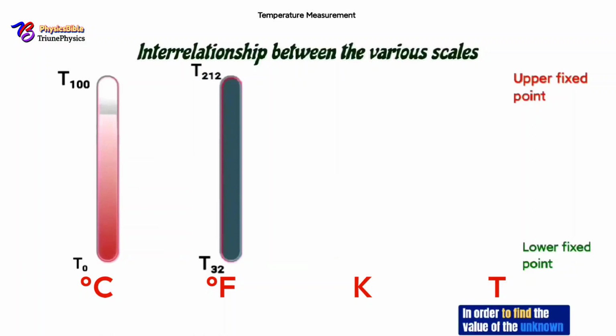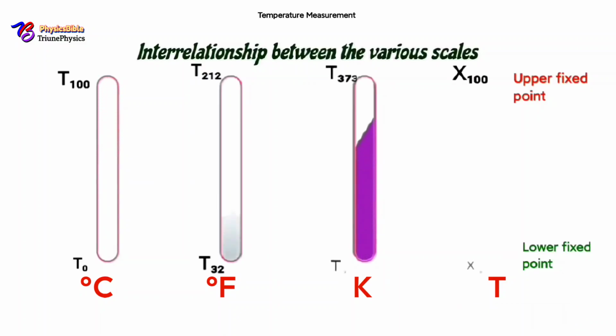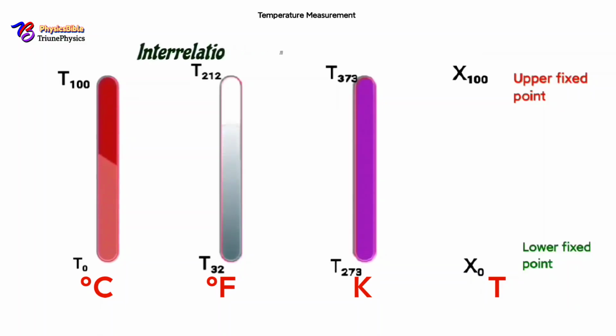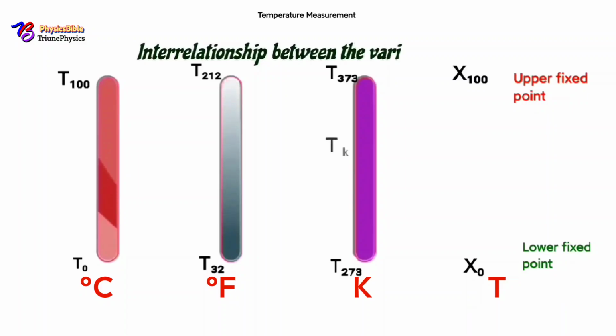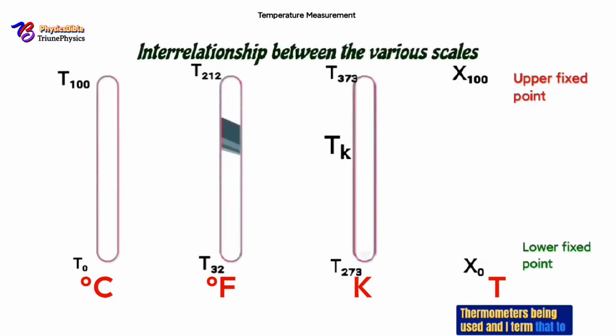In order to find the value of the unknown temperature using any two of the thermometers, we will be following some particular method. But before we apply that method, you should understand that the triune thermometers used for basic temperature measurement are number 1, the Celsius scale or centigrade scale thermometer. Then we have the Fahrenheit scale, the thermometer that reads Fahrenheit. And then we have the absolute Kelvin. These are the three most common thermometers being used, and I term them the triune thermometers.